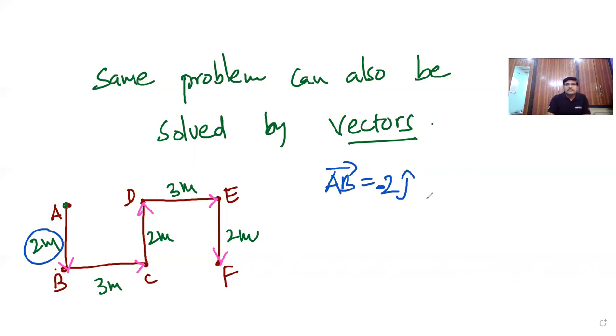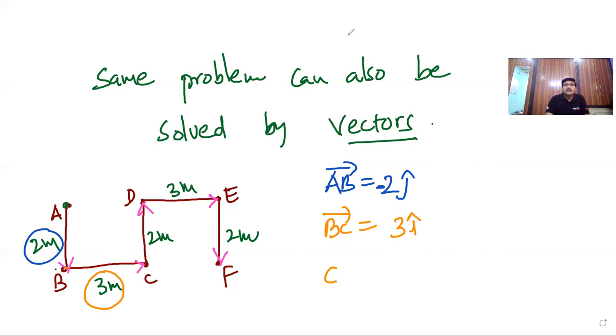Okay. Next, BC vector. BC bar, tail to head, towards positive x-axis. What is the magnitude? 3 meters. The unit vector is towards x-axis, I cap. Towards positive, so plus sign. Clear?